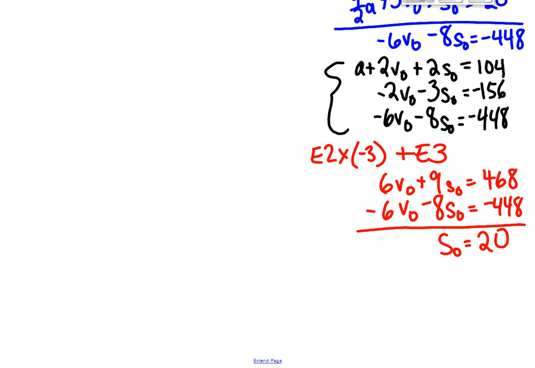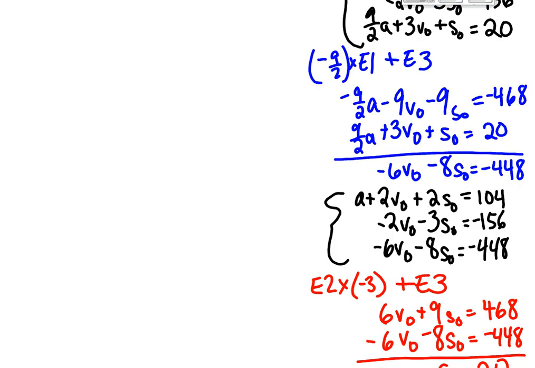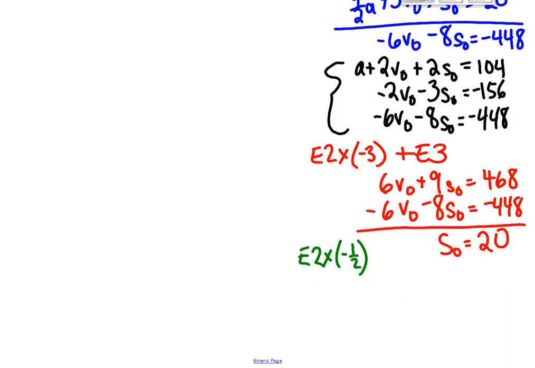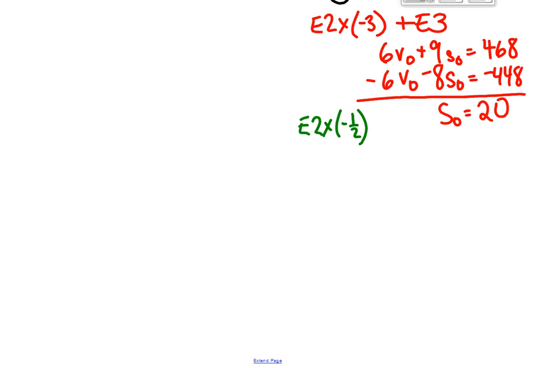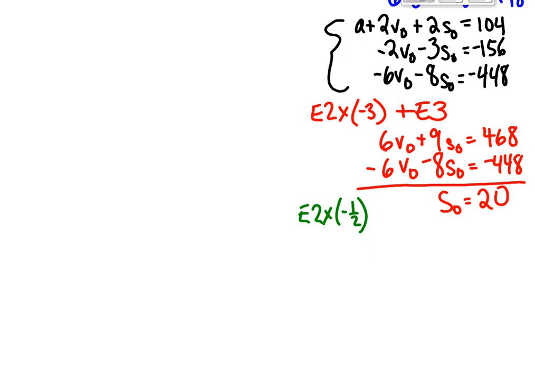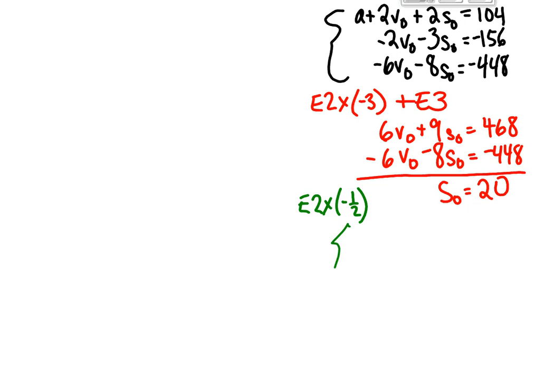And so my next step is to take E2 times negative 1/2. And I'm just going to write the third row as it's listed here. So let me slide that up a little bit. And so row 1 is all good to go. A plus 2v sub 0 plus 2s sub 0 equals 104. And now I'm going to multiply by negative 1/2.